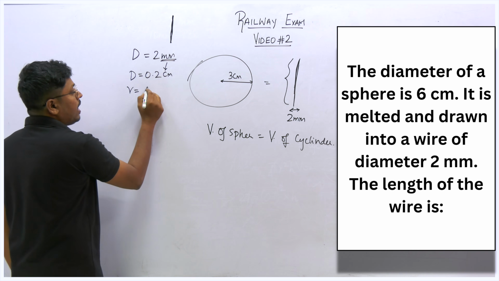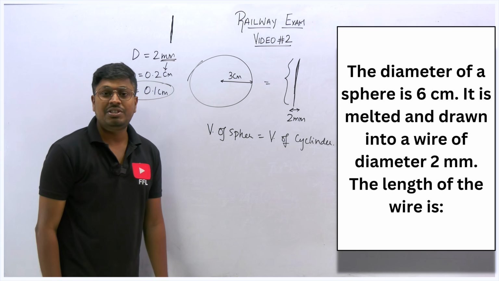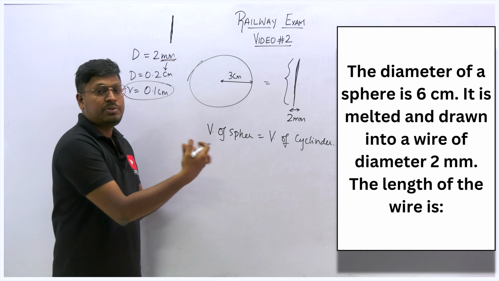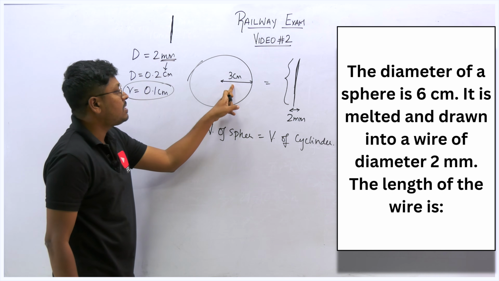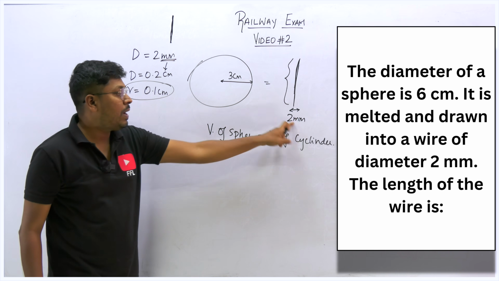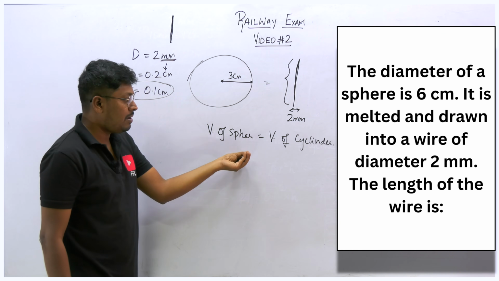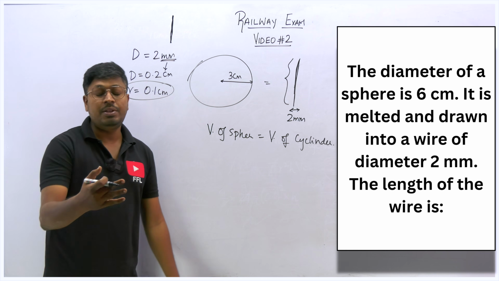So radius will be half, 0.1 centimeter. So friends, understood? Radius is equal to 0.1 centimeter. Now substitute in the formula. The sphere value is already given in terms of centimeter. We have converted this 2 mm in terms of centimeter, that is 0.1. Now by using the formula, we have to find the length of the wire.